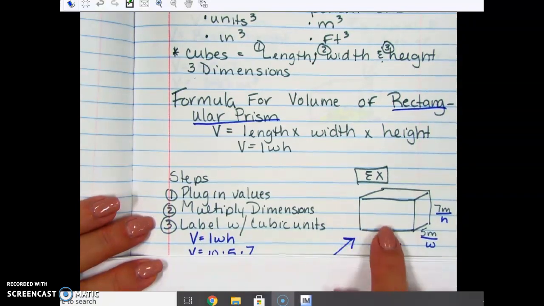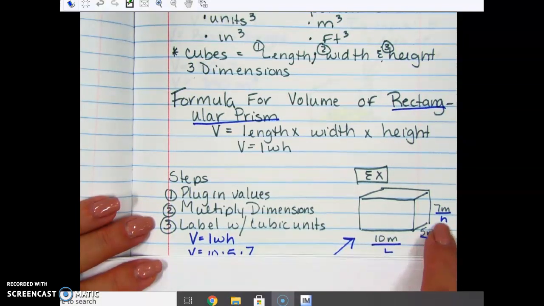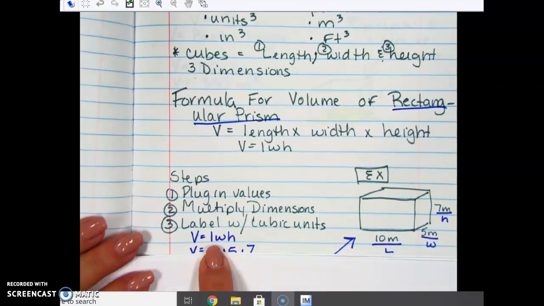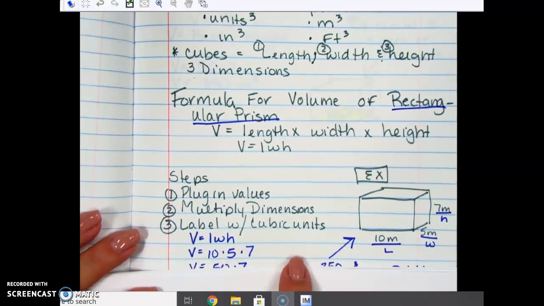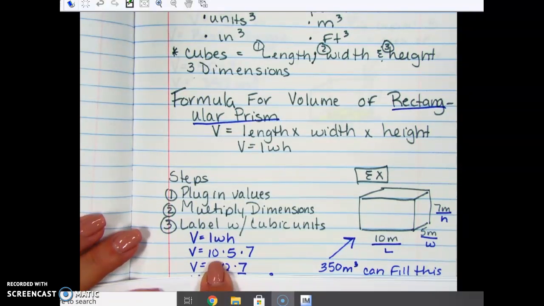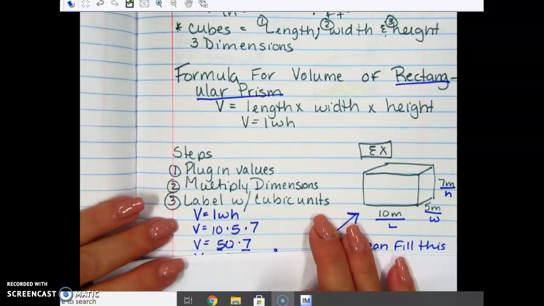So here's an example. I have a rectangular prism. I have a length of 10 meters, a width of 5 meters, and a height of 7 meters. Now, I said make sure you write down your formula, and then I plug in the values, 10, 5, 7, and then I multiply. So 10 times 5 is 50. And how do I do that quick and easy power of 10 multiplication?